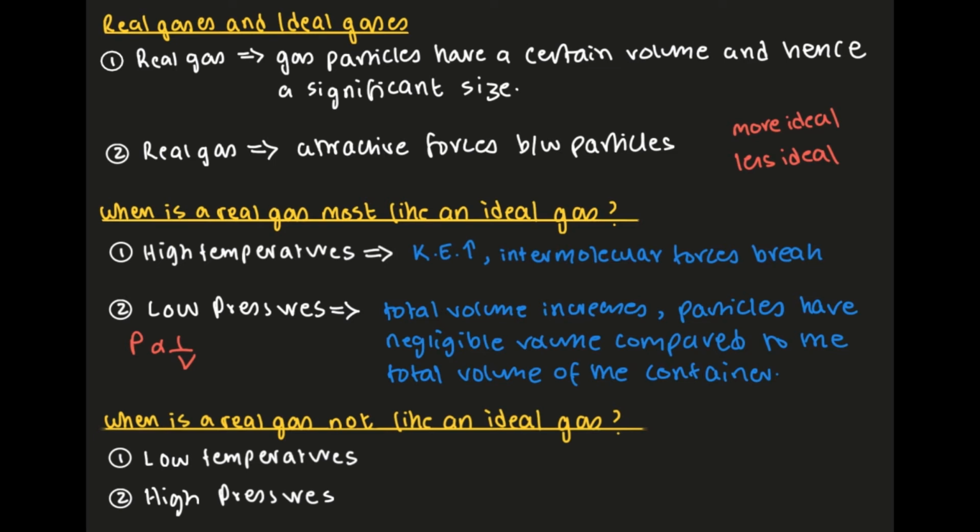Now, when is a real gas not like an ideal gas? This is going to be at low temperatures, when there's going to be less kinetic energy and more intermolecular forces, and at higher pressures, when the total volume is going to decrease. So the particles are going to have a significant volume compared to the total volume of the container.